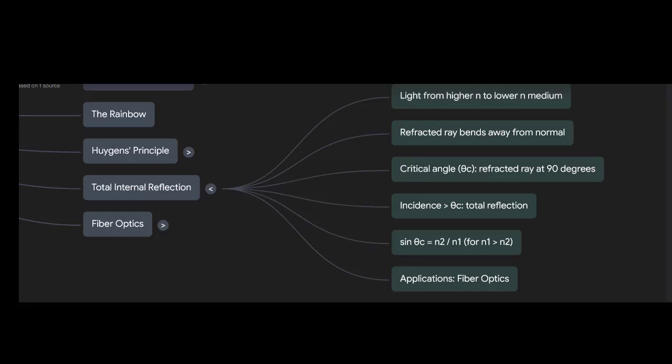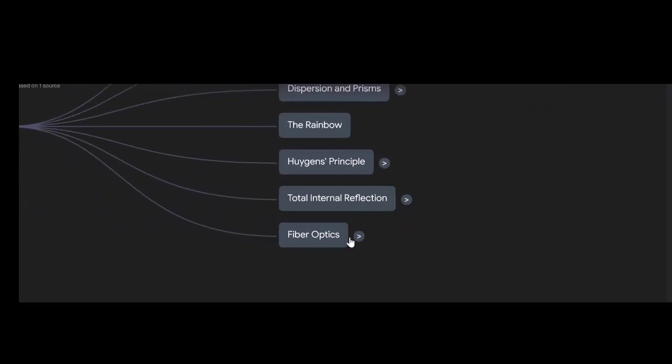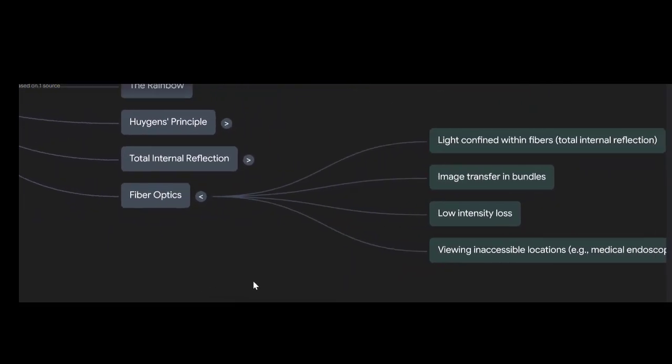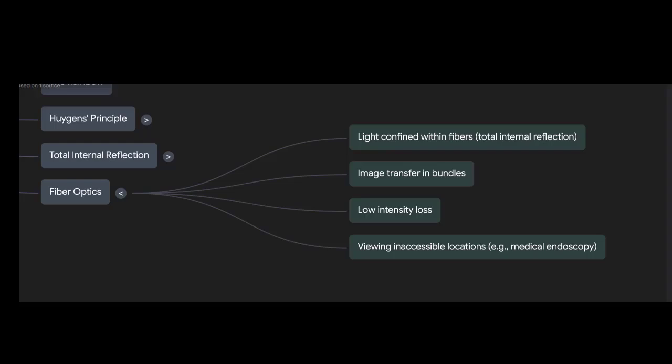This isn't just for sparkly gems, though. Fiber optics. The backbone of modern communication and medical imaging, too. Fiber optics relies entirely on total internal reflection. How do they work? They're these thin glass threads, right? Incredibly thin strands of very pure glass or sometimes plastic. Light is shone into one end. As that light travels down the fiber, whenever it hits the inner wall between the core glass and the slightly different outer layer, the cladding, it hits at an angle greater than the critical angle.